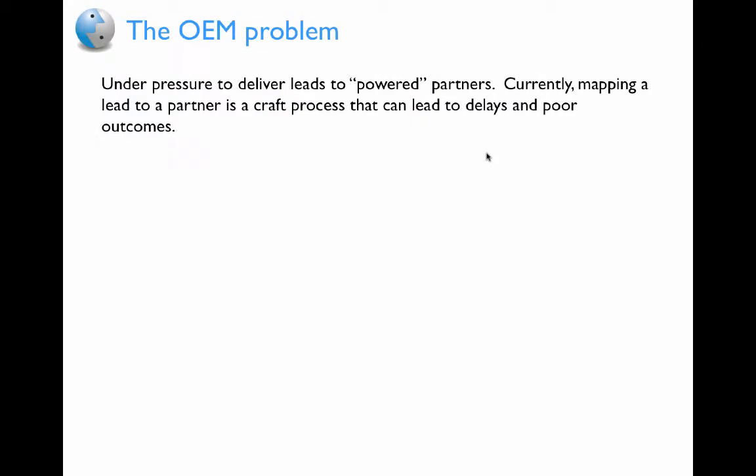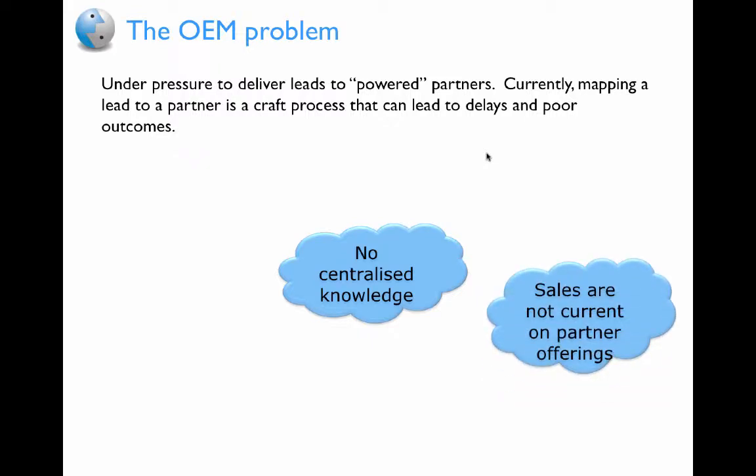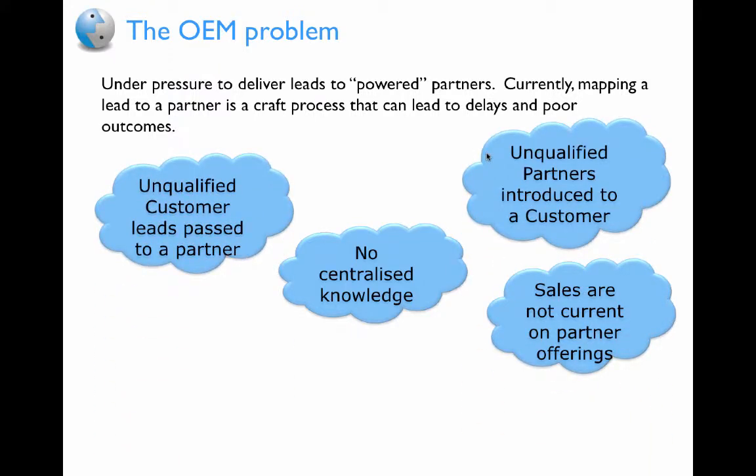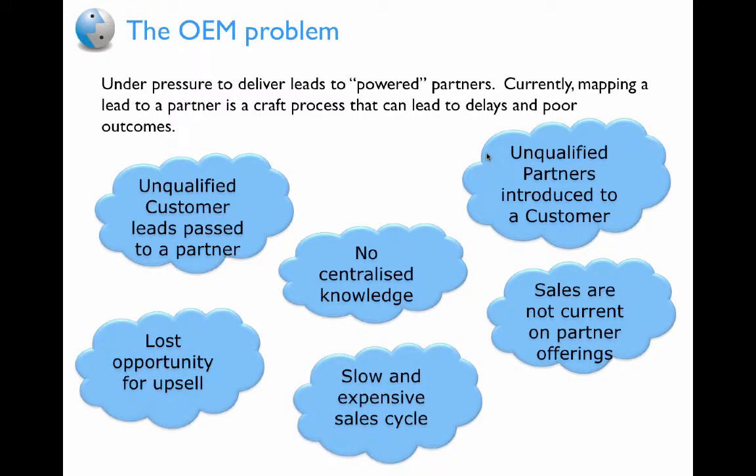For example, OEMs are under pressure to sell powered-by services that are delivered by channel partners. Typically, there is no centralized knowledge of those services and their capabilities, and so sales staff are not kept up to date on partner offerings. This leads to unqualified introductions of customers to partners, ultimately recommending services that do not meet requirements. This lack of centralized knowledge also makes the sales cycle slow, and sales opportunities are often missed.